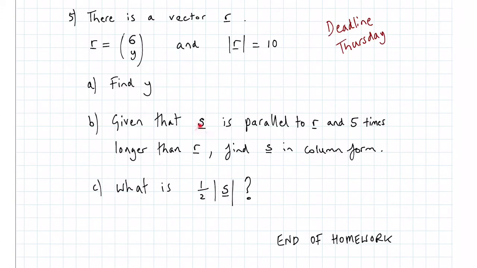You've got another vector s that's parallel to this one here, but actually 5 times as long, and you've got to find in column form that vector s, and then finally the modulus of half of s, or half the modulus of s. So find the length of the vector s and half it, basically.